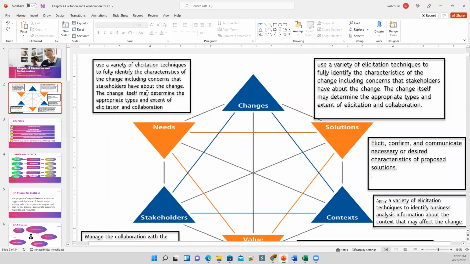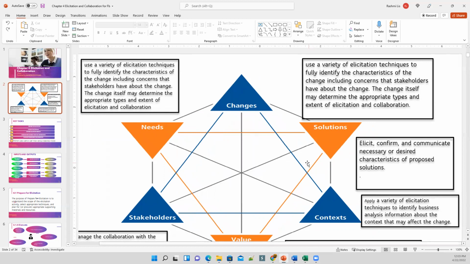So, needs. In terms of needs, they use a variety of elicitation techniques to fully identify the characteristics of the change, including concerns that stakeholders have about the change. The change itself may determine the appropriate types and extent of elicitation and collaboration. The next one is changes. Elicitation uses a variety of techniques to fully identify the characteristics of change, including concerns that stakeholders have about the change. The change itself may determine the appropriate types and extent of elicitation and collaboration.